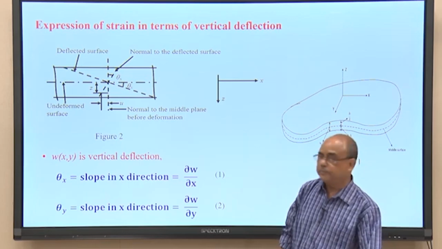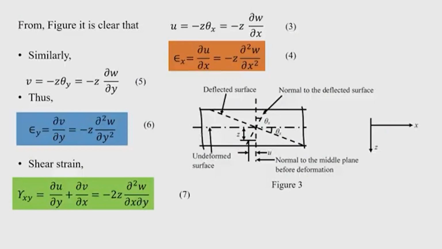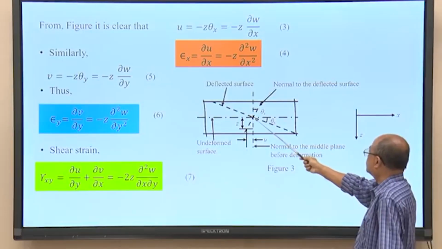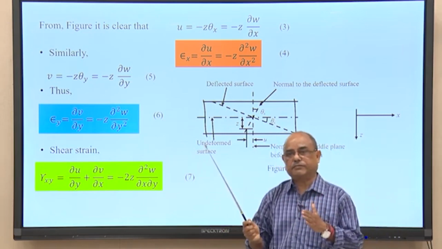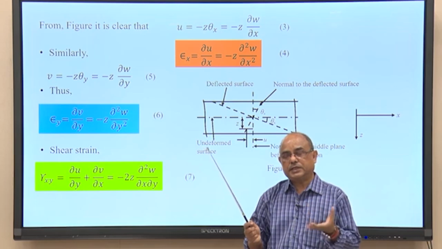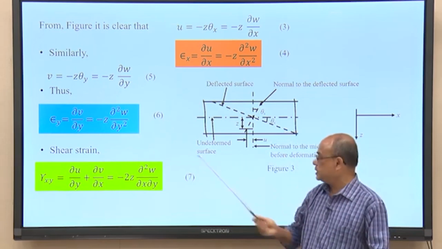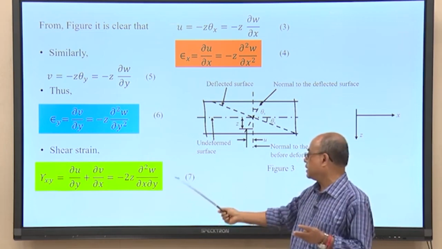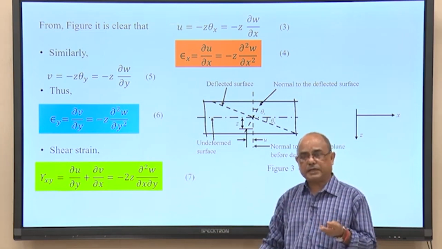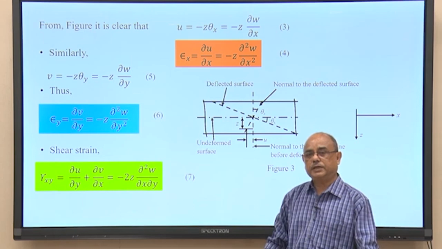In the next page also I have shown you the undeformed surface and the deformed surface, and the normal to this deflected surface is shown, which remains normal to the deflected surface. So, the length of the normal does not change, which indicates that the strain in the vertical direction is 0. So, these are the three important relations, epsilon x, epsilon y and gamma xy, that we obtain for normal strain in x direction, y direction and shear strain, to be used for developing the expression for bending moment and twisting moment.